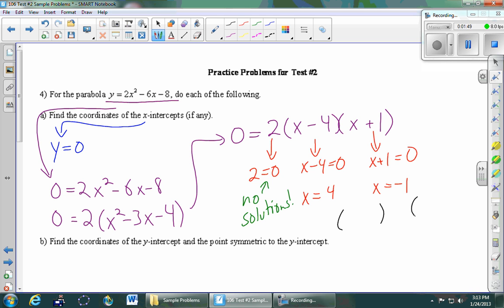as coordinates, ordered pairs. When x is 4, y is 0. We started with y equals 0 over there in blue. And when x is negative 1, y is also 0. So here are our 2 x-intercepts.